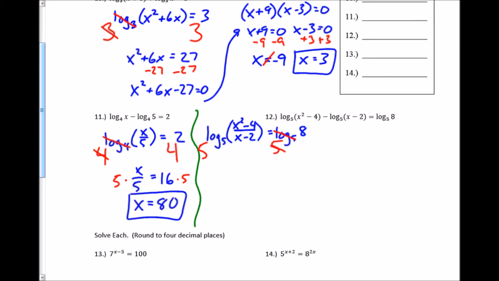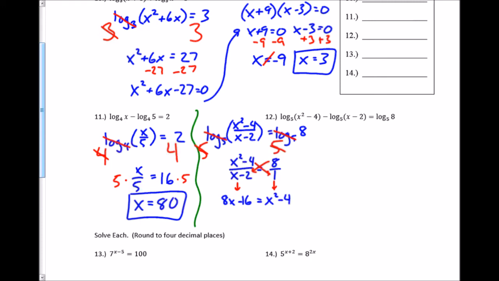They're going to cancel on each side, so I'm going to be left with this, the x squared minus 4 over x minus 2 equals 8, which is like an 8 over 1. And I treat it as an 8 over 1 because I'm going to solve this by cross multiplying. If I cross multiply here, that's going to give me an 8x minus 16 equals an x squared minus 4.